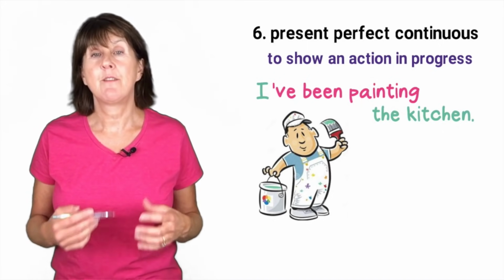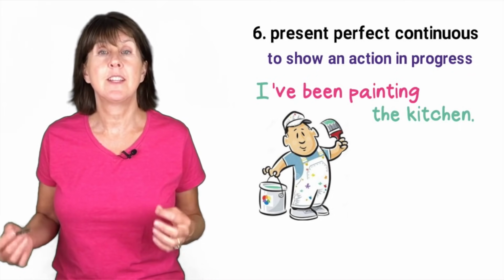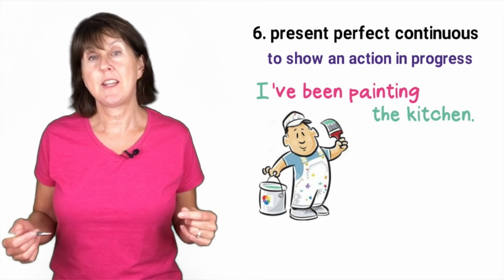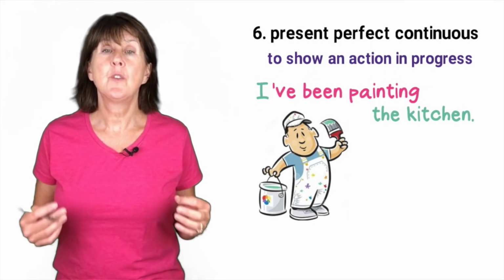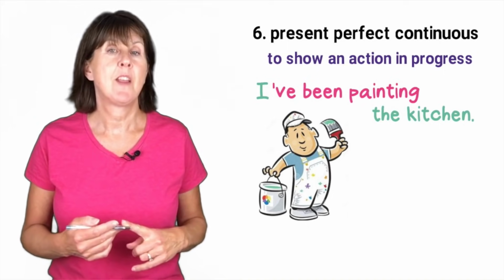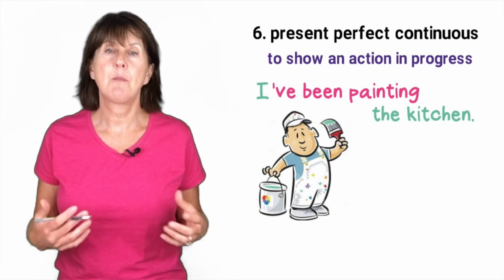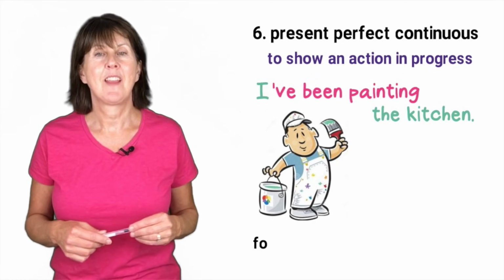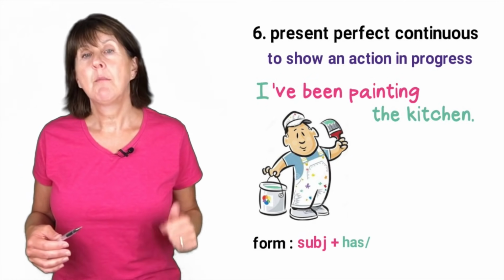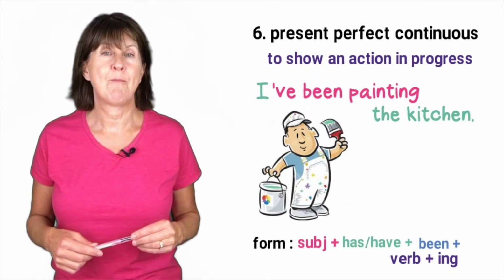So the action is unfinished, and you say it in the present perfect continuous. If you'd said, I've painted the kitchen, you're using the present perfect simple, it would mean that you'd finished painting the kitchen. Whereas here we're saying that we still have more to paint. So it's the present perfect continuous. The form is the subject plus have or has been plus the verb in the ing form.